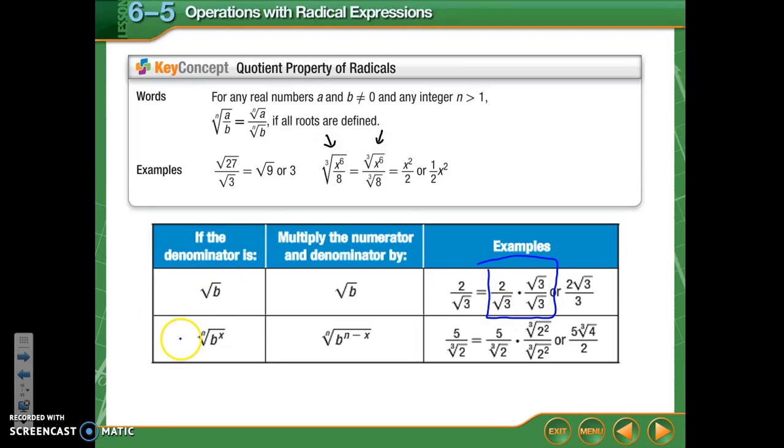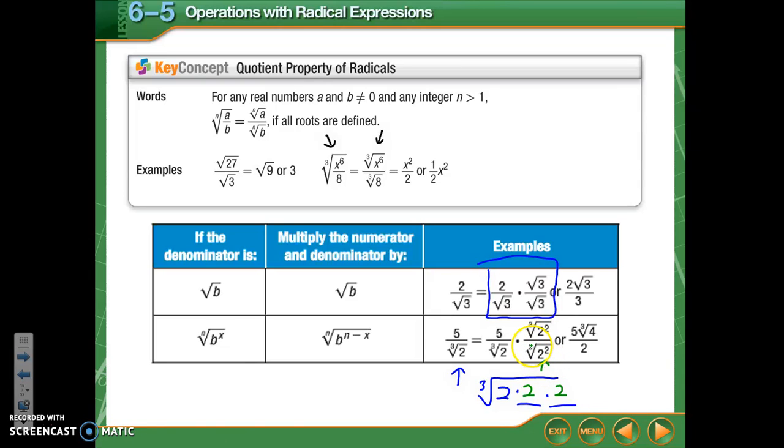But if I have an nth root, so a cube root or a fourth root or a fifth root, whatever, I have to make sure I fill in all of the missing factors. What do I mean by that? Let's look at this example. Here I have 5 over the cube root of 2, right? The cube root of 2, I'm missing 2 other 2's to make it a perfect cube, right? Because 8 is a perfect cube. I need 3 2's. So I can't just multiply by the cube root of 2.